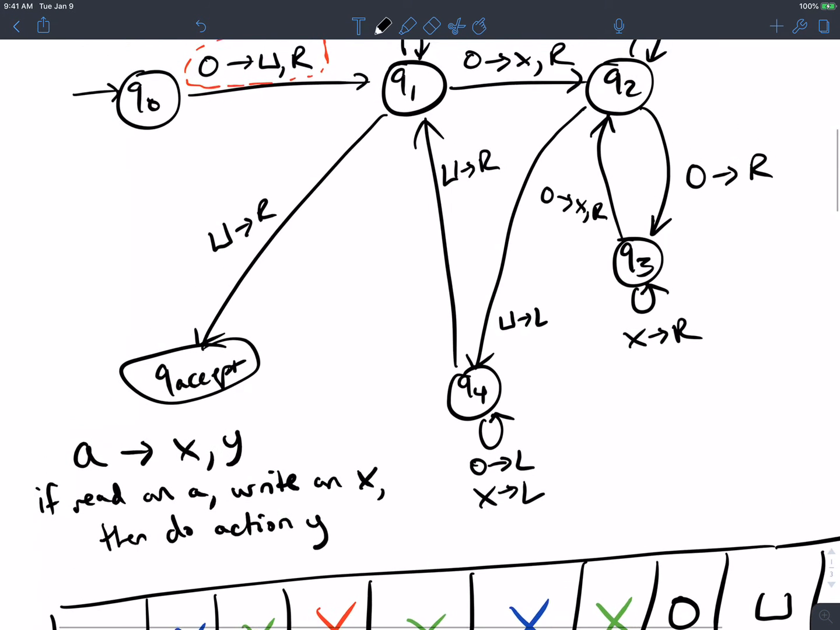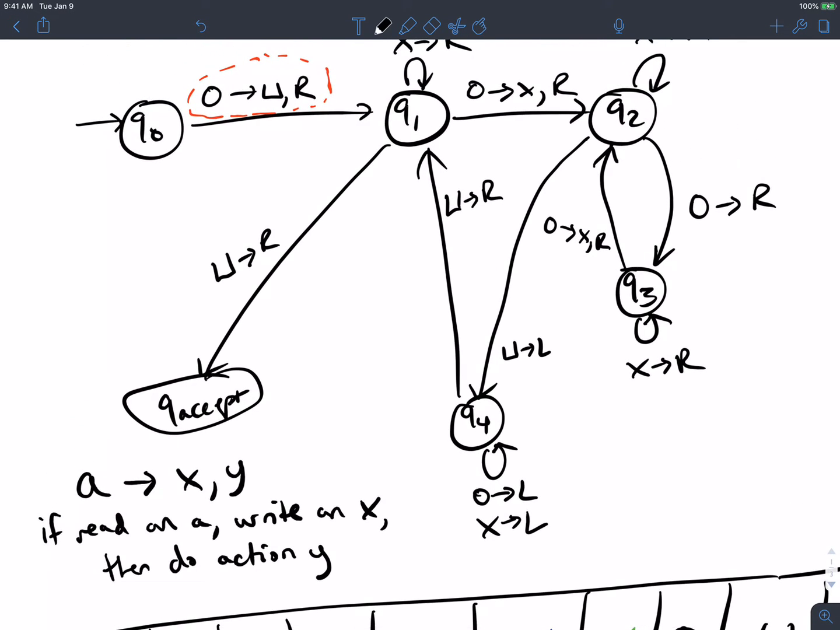So that's what the notation means. You can think of the arrow as a transformation of the symbol. So the A is going to be transformed into X by overwriting it with X. And then Y is either going to be L or R, which is to signify which direction to go.